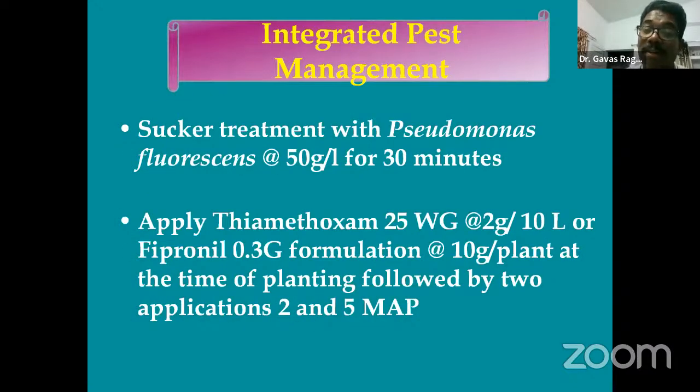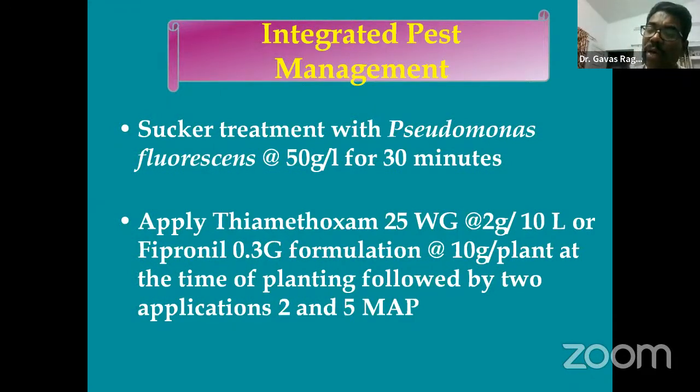We also recommend sucker treatment with Pseudomonas fluorescens, which is a beneficial bacteria, at the rate of 50 gram per liter. After paring, we put the sucker in Pseudomonas solution for half an hour before planting.